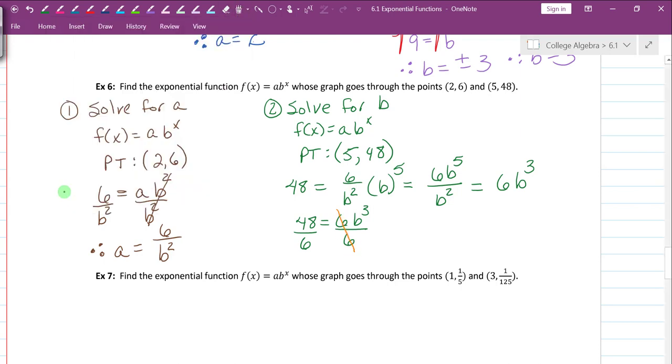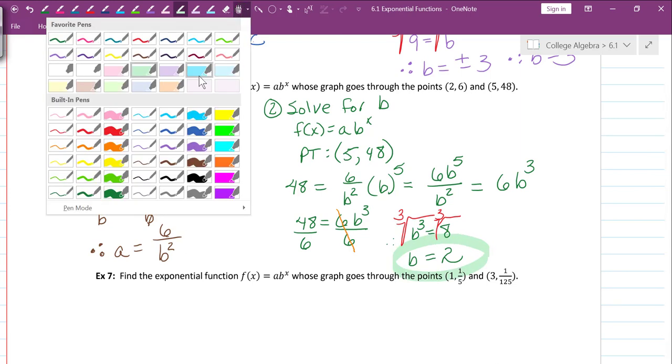And I get, therefore, b cubed is equal to 8. Now I'm going to take the cubed root of both sides. So if I take the cubed root of both sides, the cubed root of b cubed, rather, is b, and the cubed root of 8 is 2. So now I know what b is equal to. B is equal to 2.